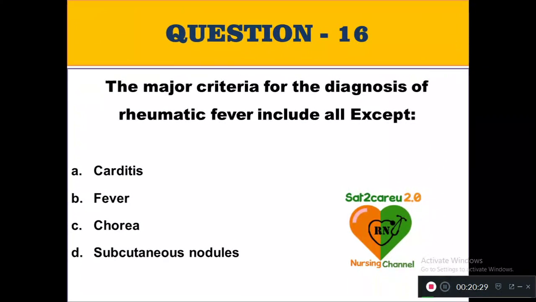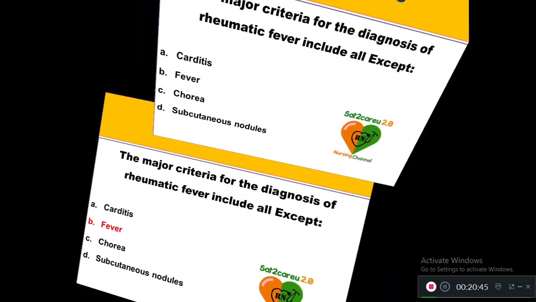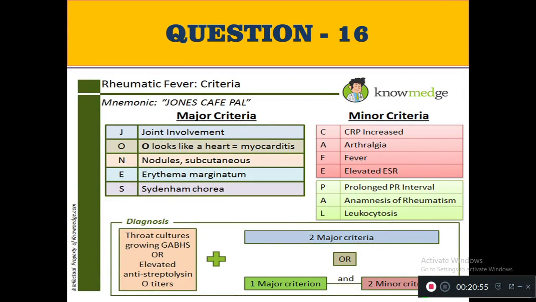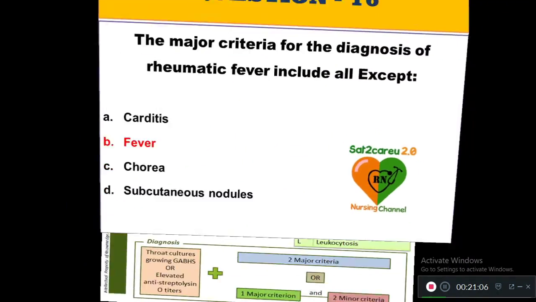Question number 16. The major criteria for the diagnosis of rheumatic fever include all except option A, carditis, B, fever, C, chorea, D, subcutaneous nodules. So the major criteria for diagnosis of rheumatic fever will be carditis, chorea, and subcutaneous nodule. Here they ask except, so select the option fever. This is the criteria for diagnosing rheumatic fever.